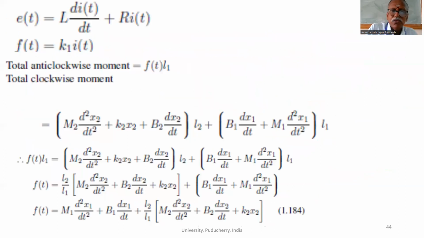So what you got? F of t times L1 equals M2 d square x2 by dt square plus B2 dx2 by dt plus K2 x2, multiplied by L2, plus B1 dx1 by dt plus M1 d square x1 by dt square, multiplied by L1. That's all. If you equate these two moments, you get this equation.